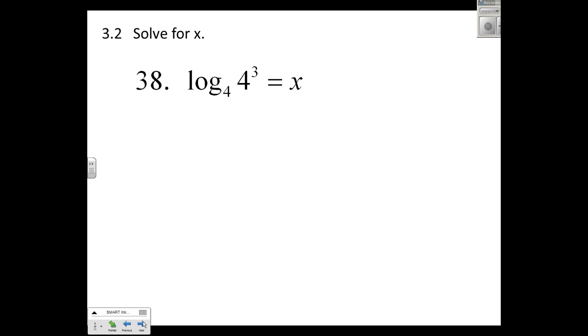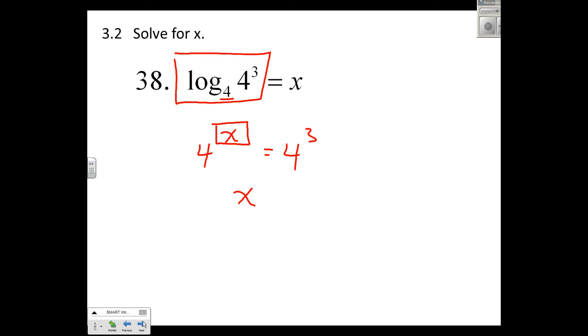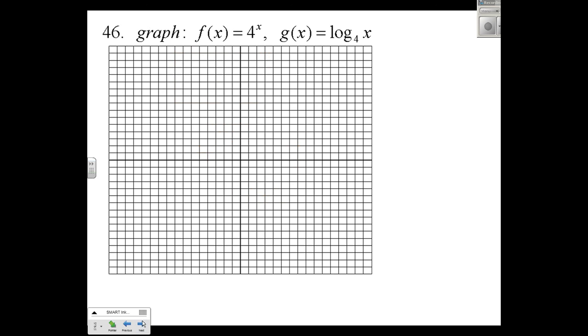Likewise, this, which is equal to x, x is the exponent that would turn 4 into 4 to the third. Wonder what that could be. Of course, x is 3. 3 is the exponent that turns 4 into 4 to the third. You just keep repeating it over and over again. Trust me on that one. You are going to understand the rules of logarithms and not have to memorize some of the properties later on.